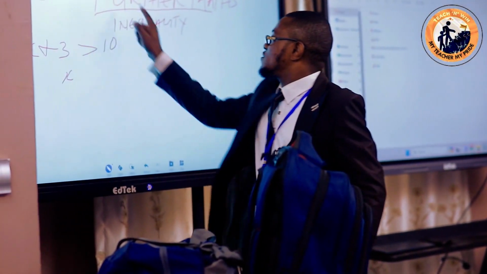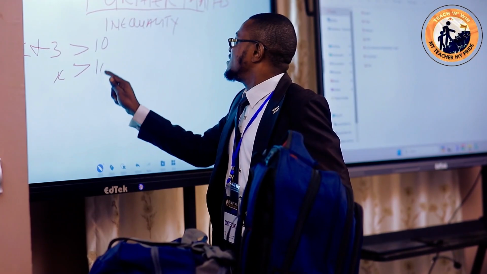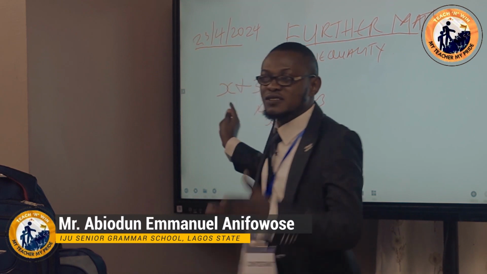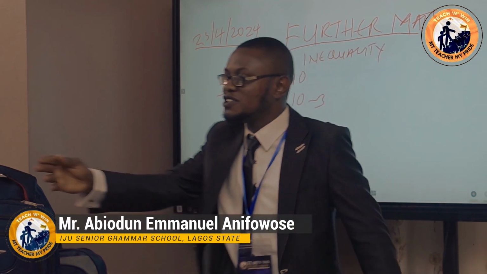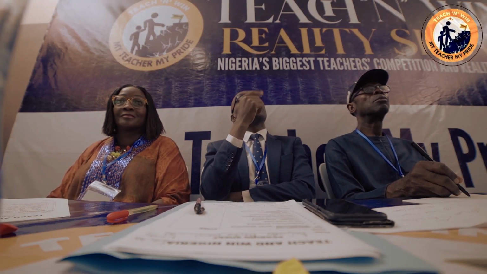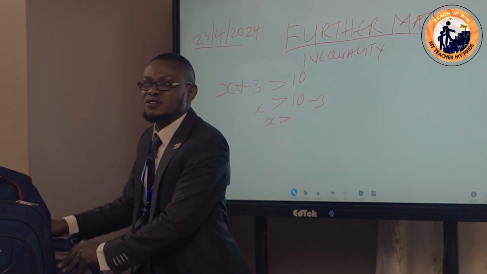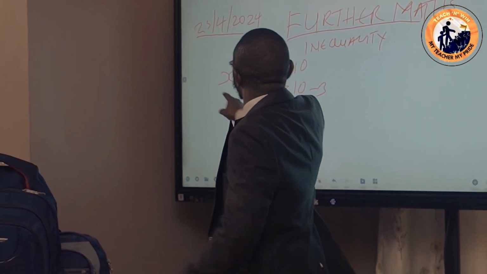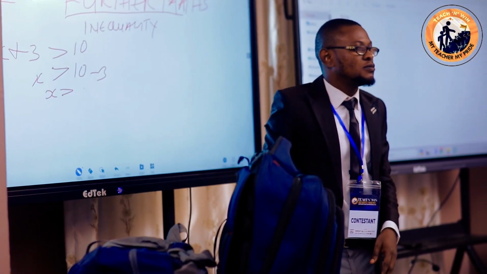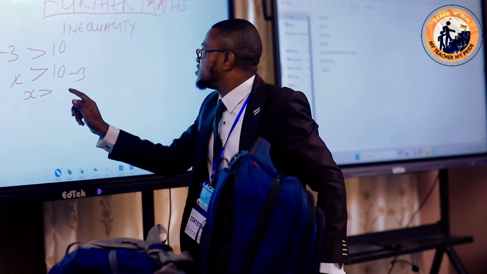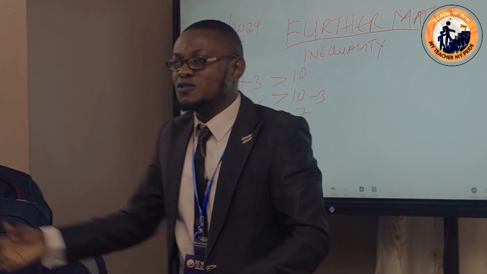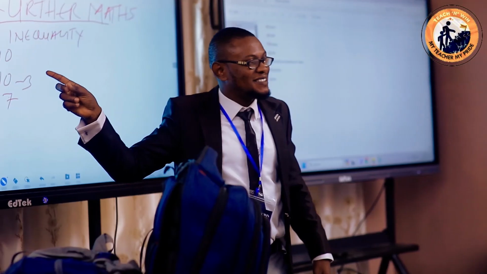Taking this 3 to the other side, we have X greater than 10 minus 3, which is 7. Where did the 10 come from? The bag is 10 kilograms. So I want to add something to the 3 kilograms to make it greater than this bag. The answer I'm getting is X greater than 7. Don't forget that X is what I want to add to make it greater than that.